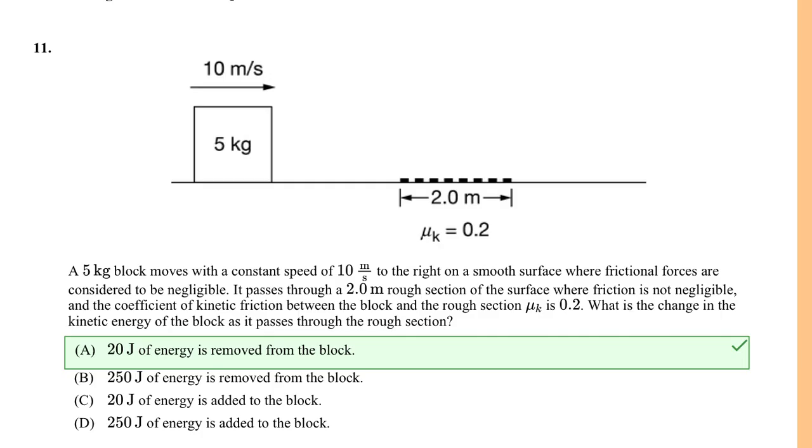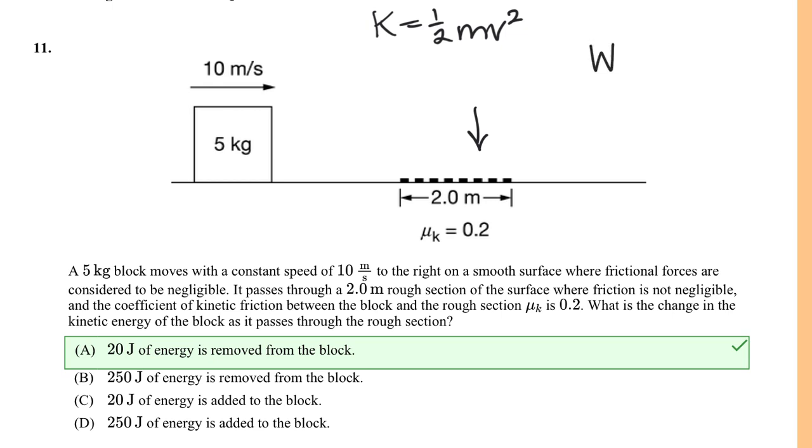Number 11 is talking about the change in kinetic energy. I know my kinetic energy equation, which is 1/2 mv squared. The problem is that it includes this little bump in the road where there's friction randomly over here. So how am I going to find the change in kinetic energy when I have to take into account this little rough surface in 2 meters?